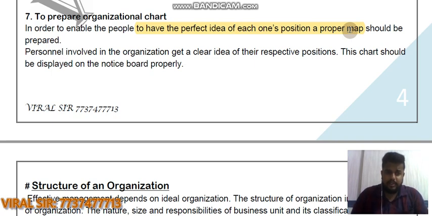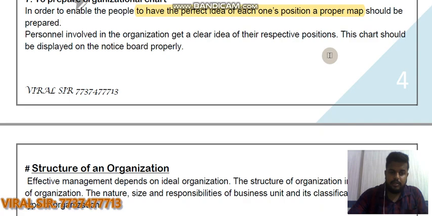Personnel involved in the organization get a clear idea of their respective positions. This chart should be displayed on the notice board properly. For example, if it is a chart for teachers, then it should be displayed in the staff room. If it is a chart for the hierarchy of students, it should be displayed on the school notice board. Clear? If it is a chart for parents or some admin related or clerical work, it should be displayed in the admin department, or where the office work is done. Clear? Now the most important topic of this chapter: structure of an organization.